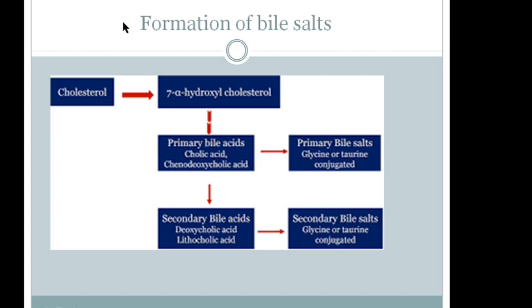Okay. Formation of bile salts. How do the bile salts form? Bile salt is formed in the hepatocyte from cholesterol. This cholesterol is converted into 7-hydroxy cholesterol with the help of cholesterol hydroxylase, and this is converted into the primary bile acid. The primary bile acids are cholic acid and chenodeoxycholic acid. This occurs in the liver, and some of the primary bile acid is converted into bile salts by conjugation with glycine and taurine.